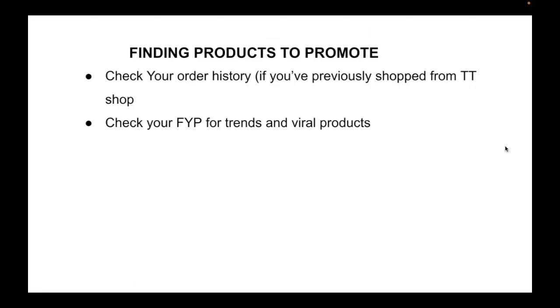Another way to find products is to look at your For You page. If you go to your home page and you start seeing a lot of videos of people reviewing a product, it's getting lots of engagement, that's a sign that that's a viral product. Okay, it's a trendy product that you could potentially promote and make some money and go viral really, really fast. Okay, you see what's working and then you tap into it.